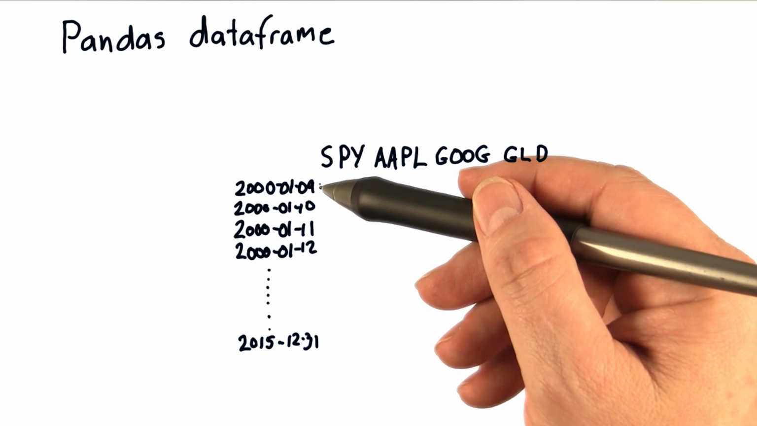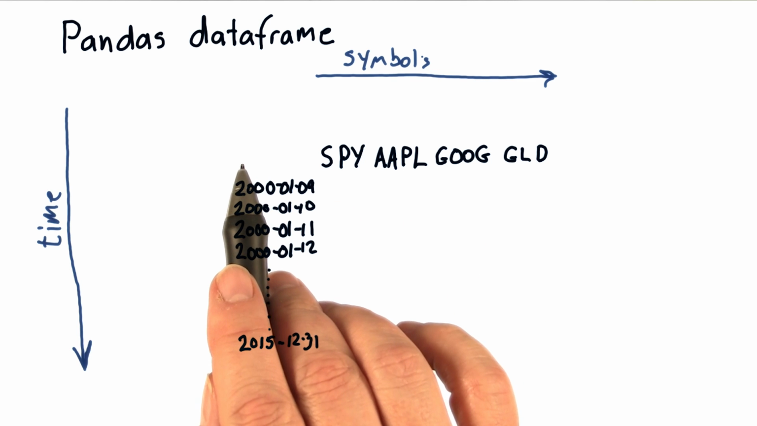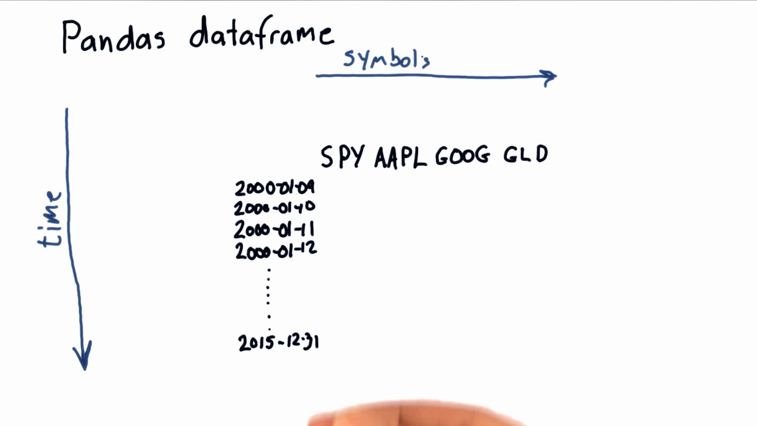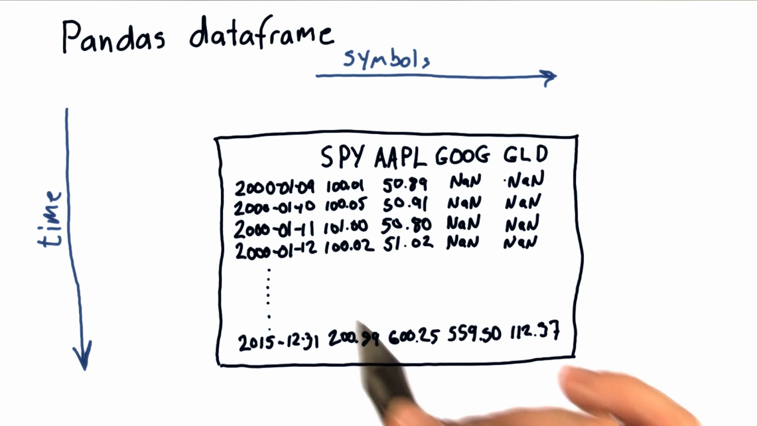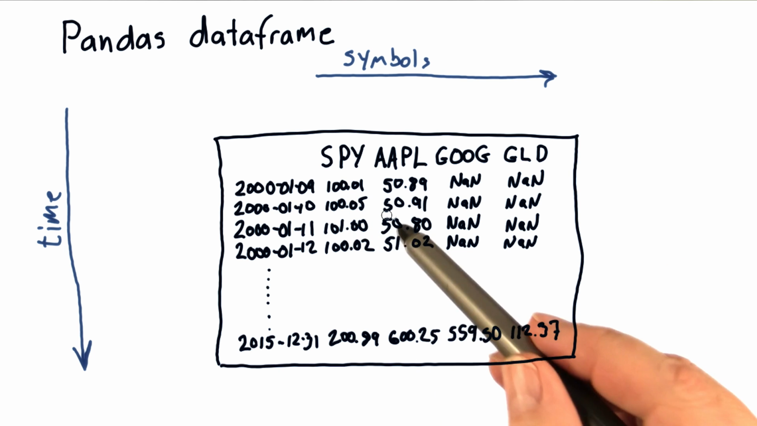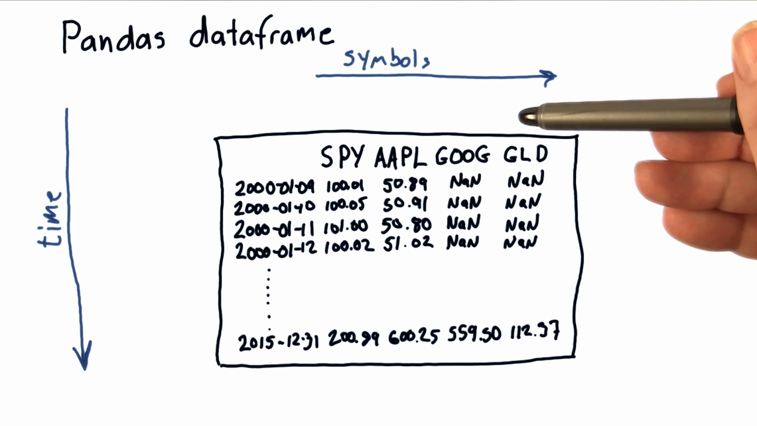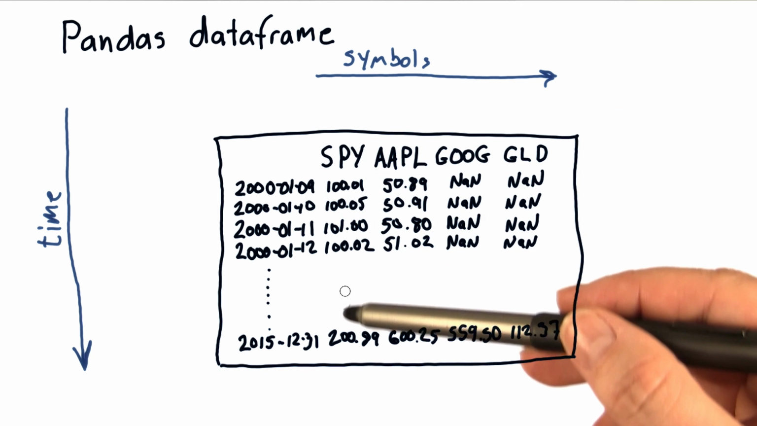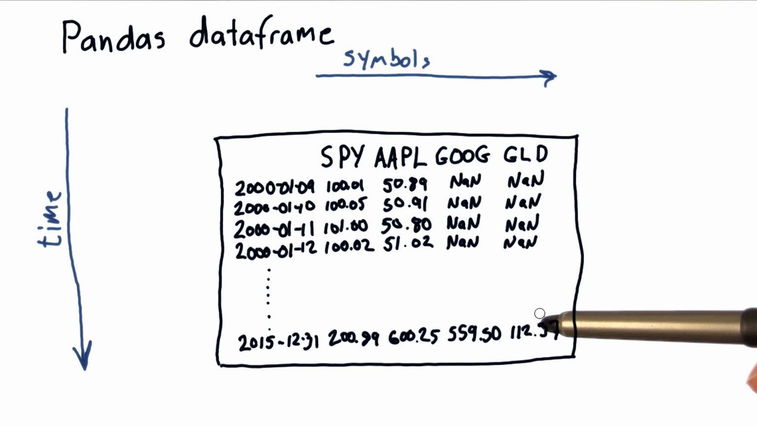So we go back as far as 2000 and come all the way up to 2015. So again, symbols from left to right, one column for each symbol, and time coming down like this. So here's our data frame fleshed out with a little bit of data. I made up some of these numbers, so it's not intended to be gospel truth, but notice how we have, let's say this is closing prices. So we see these numbers for SPY, Apple, Google, and GLD.